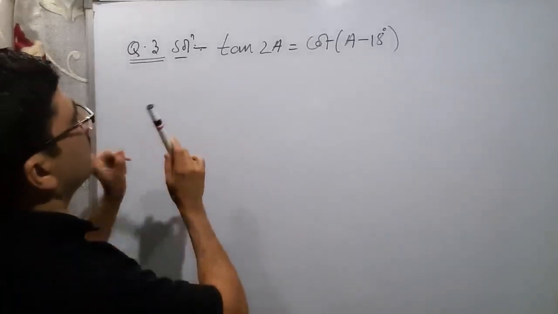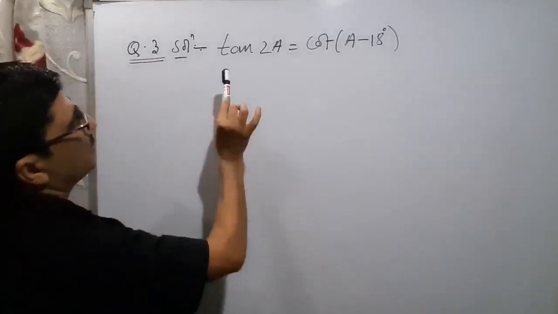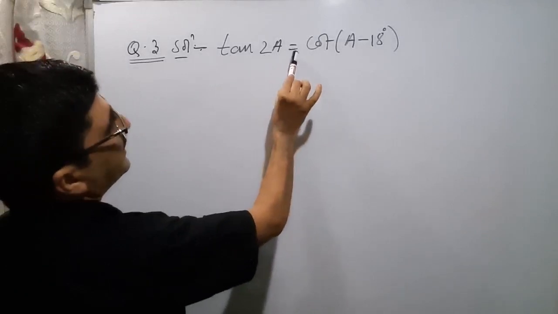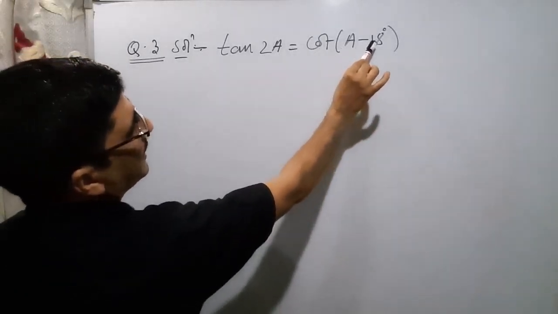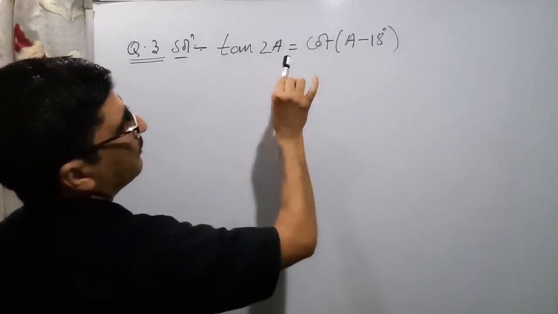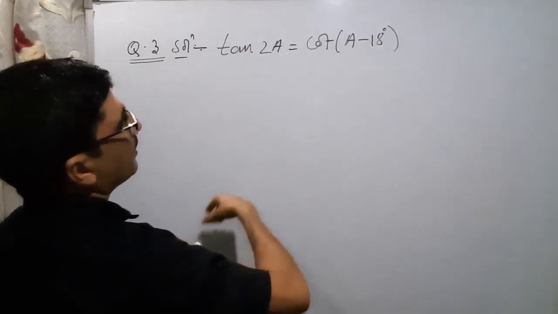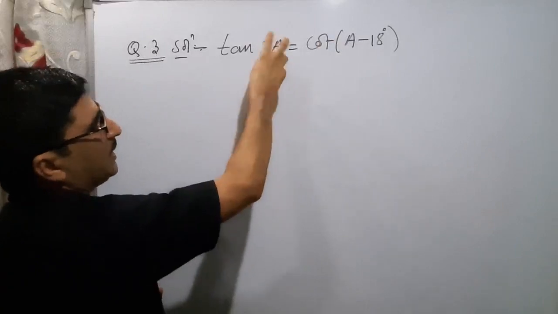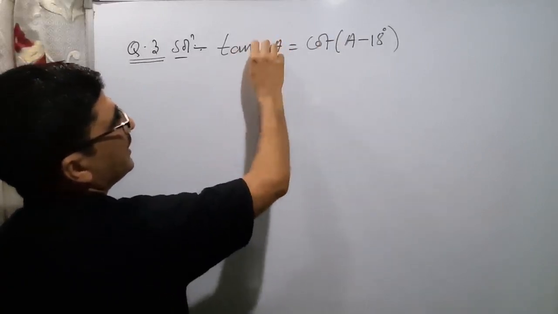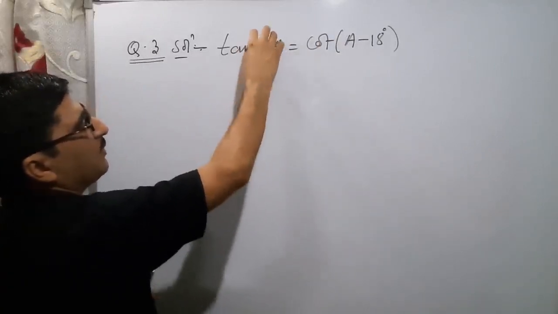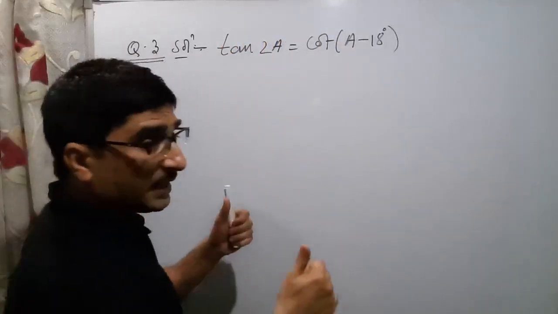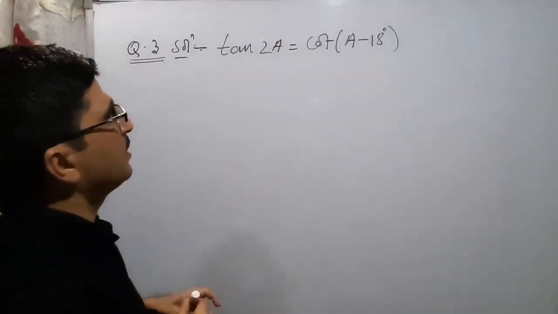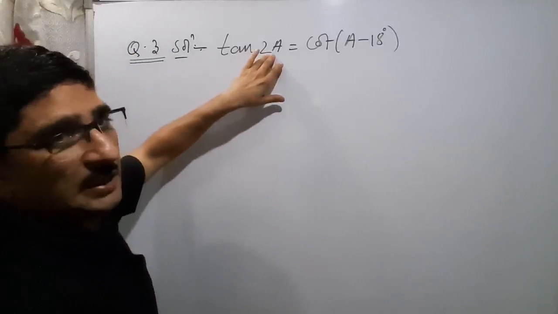The next question is question number 3. Here the question is tan 2a is equal to cot a minus 18. We need to find out the value of a from this expression. And information is given that 2a is acute, meaning this value cannot be more than 90 degree. That is our restriction in class 10 maths. So it is an acute angle, given here.